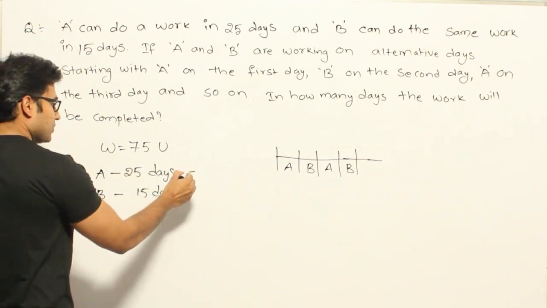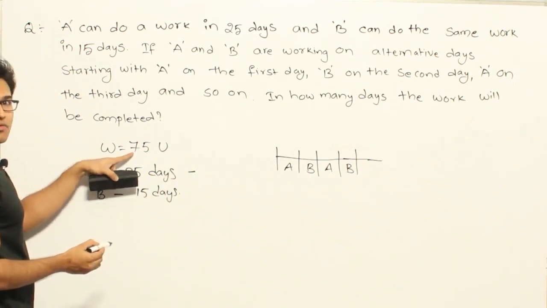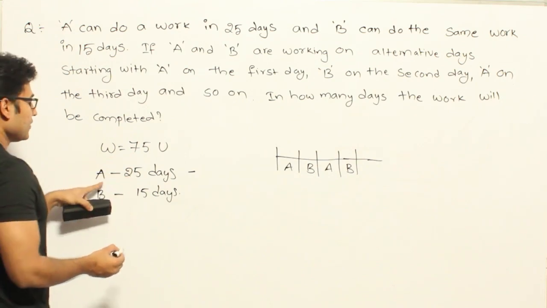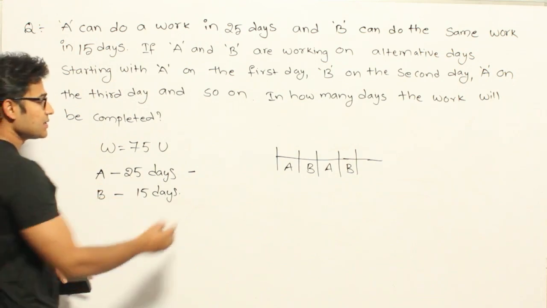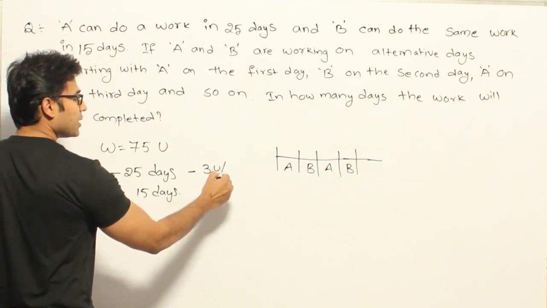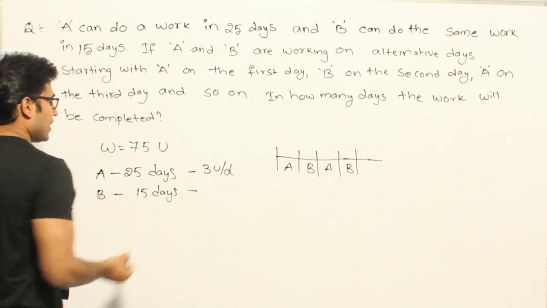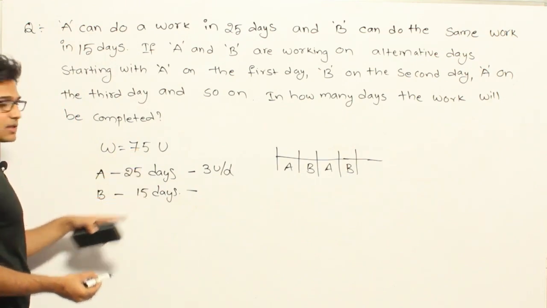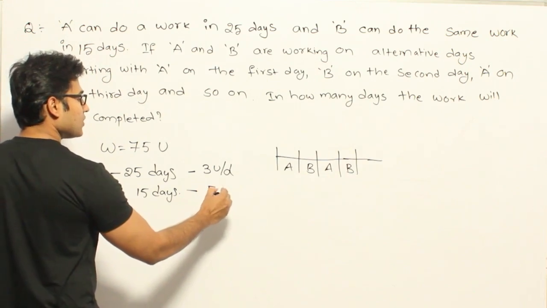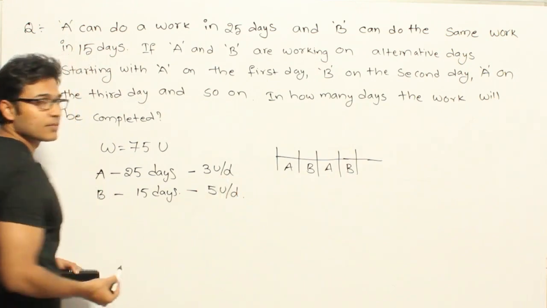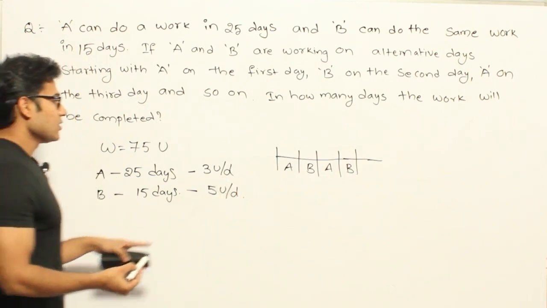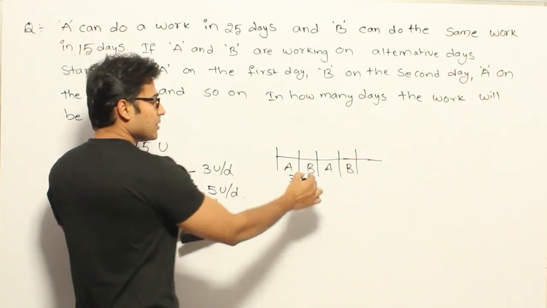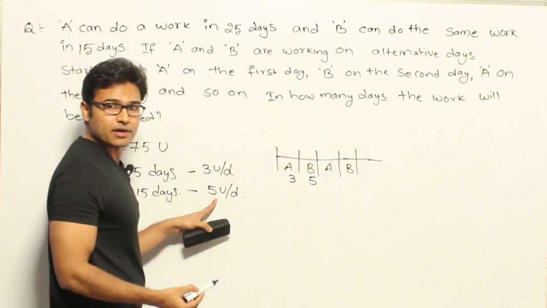Now, if you assume that 75 units is the total amount of work and 25 days A is taking to complete it, then the rate at which A is able to work is 3 units per day, right? And similarly, the rate at which B is working is 75 by 15, which means 5 units per day. Got it? So A will be able to finish 3 units on the first day and B will be able to finish 5 units on the second day.